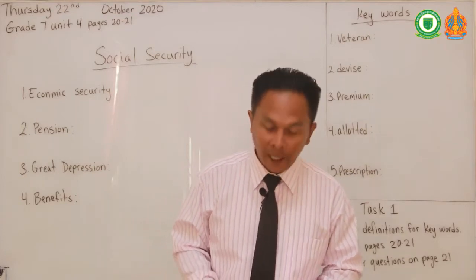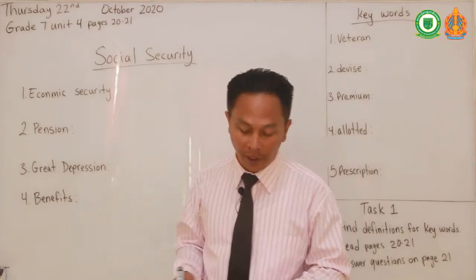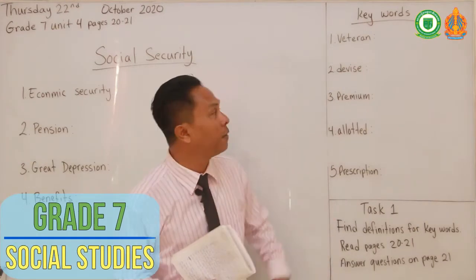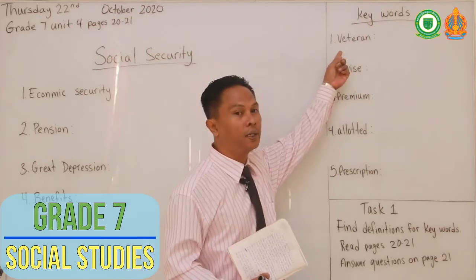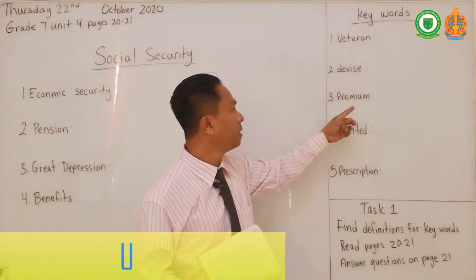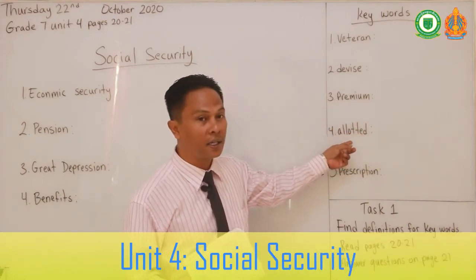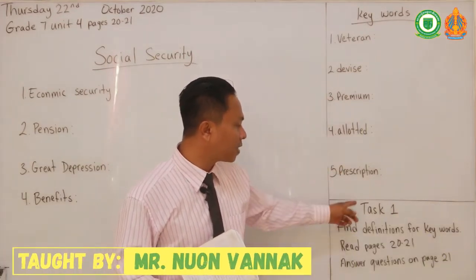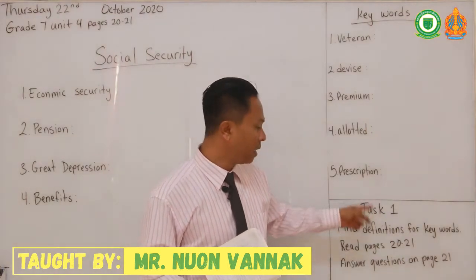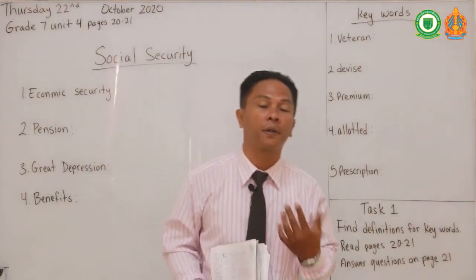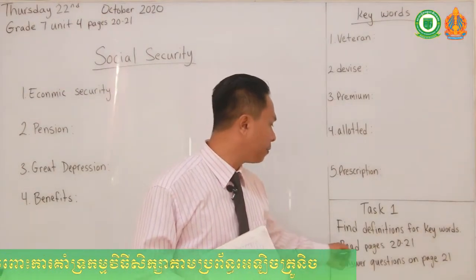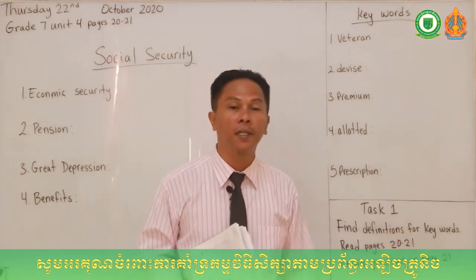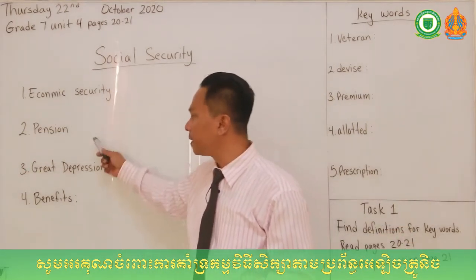There's a lot of interesting stuff in this unit that you will be learning about Social Security. But for your key words, before you start reading, I would like you to understand the words veteran, devise, premium, allotted, and prescription. These definitions will be your Task 1. Find the definitions and send them to my personal Telegram, and after I receive them, you can read pages 20 through 21 and answer the questions on page 21, and then we will continue in clip 2.